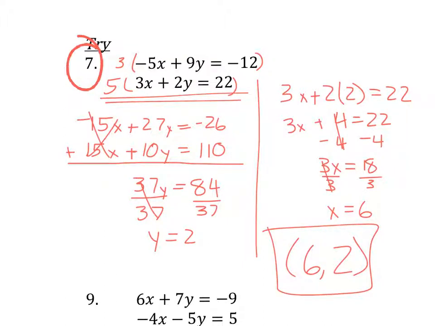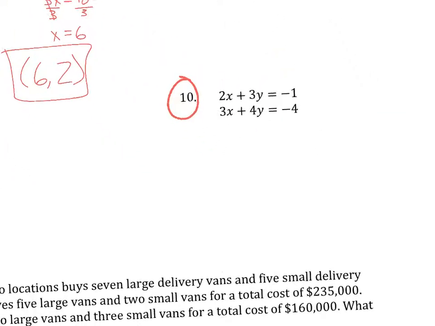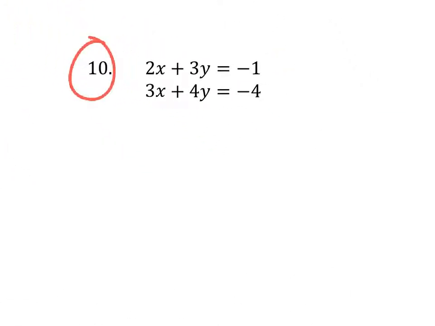Okay. And then, what was the other one I told you to do? 10. Okay. So on 10, looks like I could do 2 and 3 to make them 6. Or I could do 3 and 4 to make them 12. Neither one of them is already positive, negative, so it doesn't really matter what your preference is. I'll just do the x's. So here I do have a decision to make. So I need to make one of them negative. So I know in order to make them 6 and 6, I would have to multiply the top by 3 and the bottom by 2.